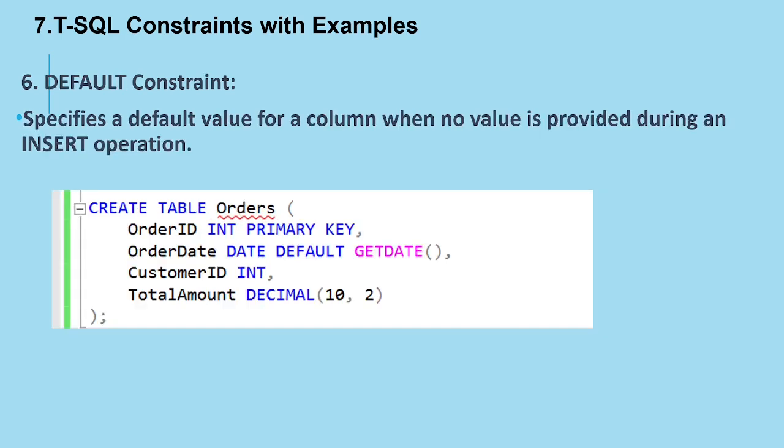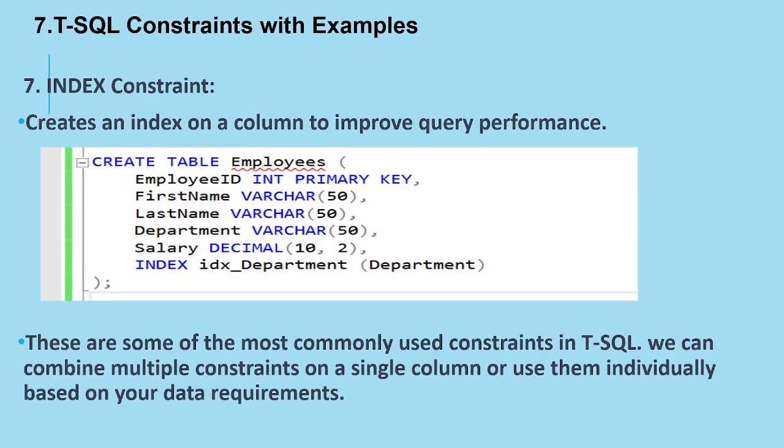The default constraint specifies a default value for a column when no value is provided during an insert operation. So for order date, we have given a default order date. If you want to add a value manually, you can. Whatever we add manually during the insert will be inserted, and it won't take the default value. That is the beauty. If you haven't added anything to that column, it will automatically be added as GETDATE. We will see examples in future sessions.